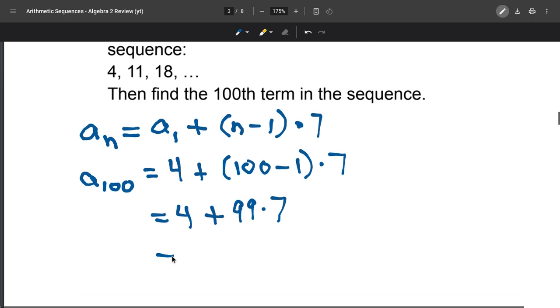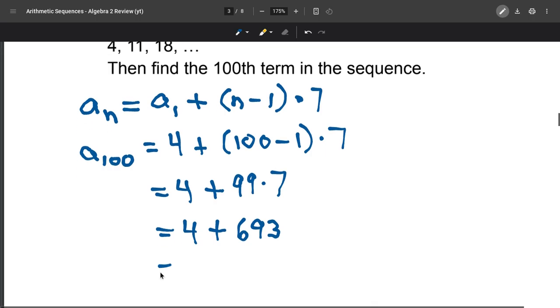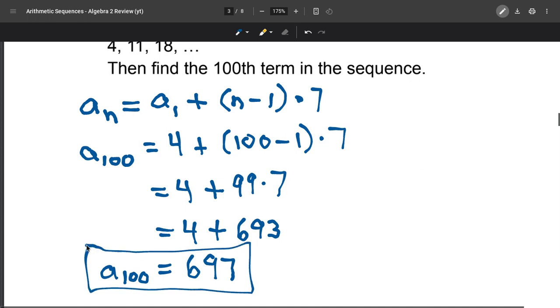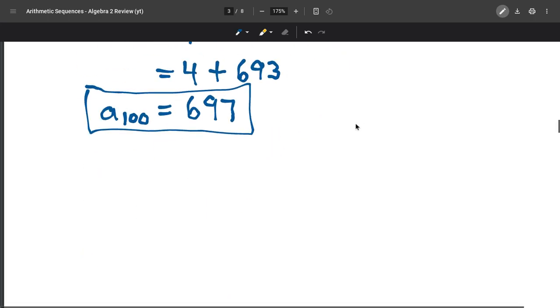So 99 times 7 is 693, so it's 4 plus 693. And that's going to be, our 100th term is going to be 697. So a sub 100 is going to equal 697. All right, let's keep going. Let's try another one.